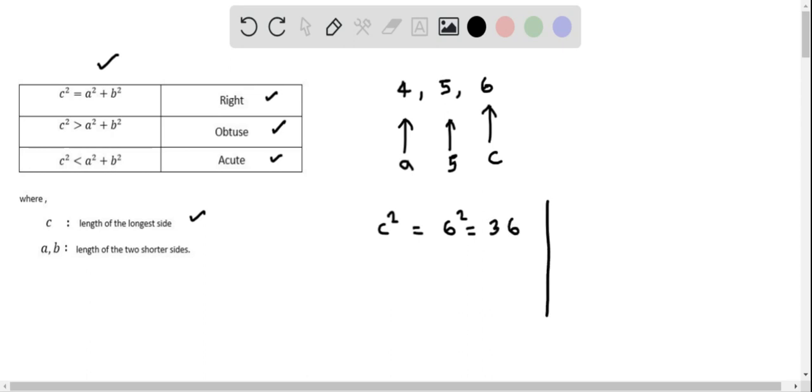And again, I'll calculate A squared plus B squared. I substitute for A, that is 4 squared, plus B is, sorry, B is 5, so 5 squared, and this gives 16 plus 25, and this is equal to 41.